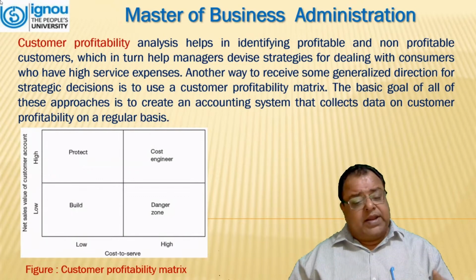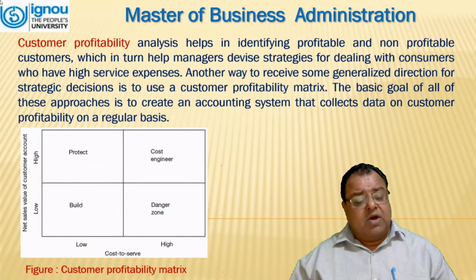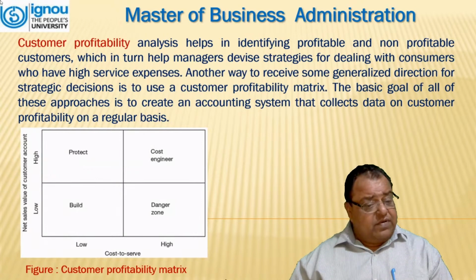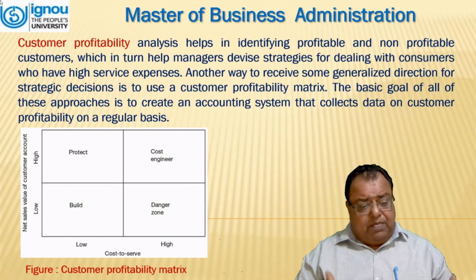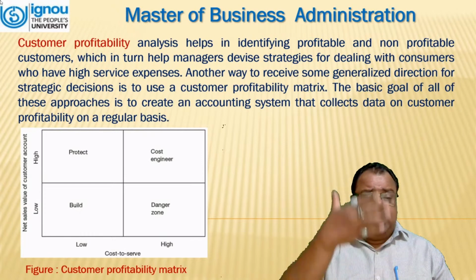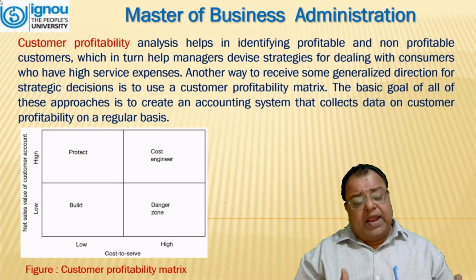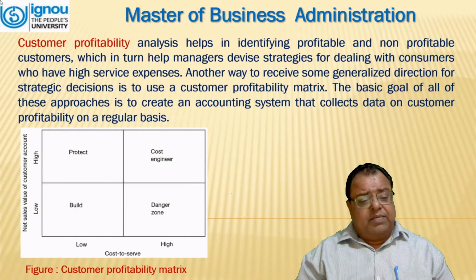The figure depicts customer profitability metrics. Along the horizontal line is the cost to serve, and on the vertical line we can see the net sales value of the customer account. On the bottom side it is low, moving to high, and on the horizontal line it is moving from left to right, from low to high. This is basically a matrix.